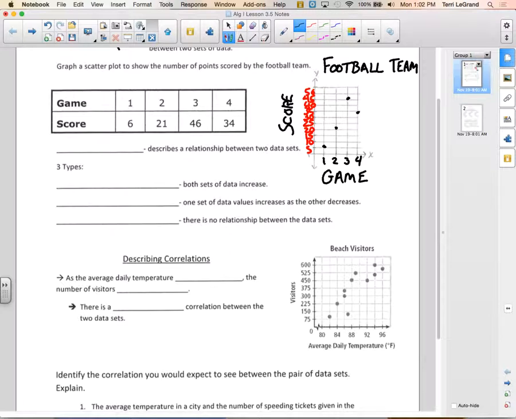Describes a relationship between 2 data sets. Michaela. Correlation. We should have learned in our study of this lesson that when we talk about the relationship that 2 data sets have, we call it correlation. Okay, Riley?